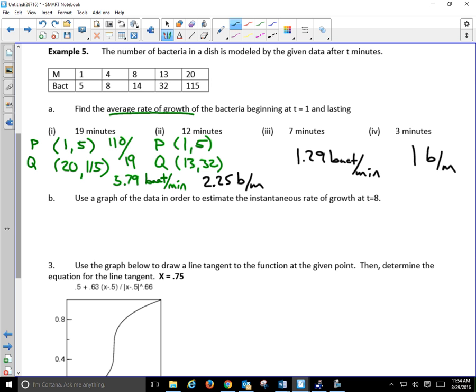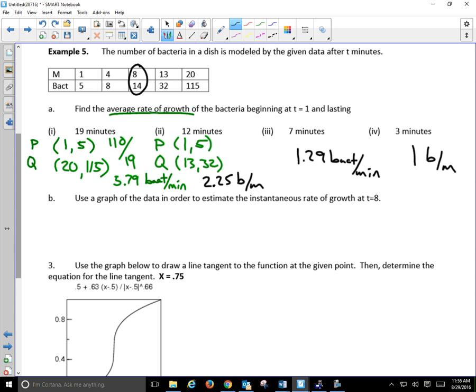Okay, now look at the next question. And this is the big point. This is what you're going to have to be able to do on your assignment today. It says, use a graph of the data in order to estimate the instantaneous rate of growth at time equals 8. Okay, now at time equals 8, we know that there's 14 bacteria. But is it growing at a rate of 5.79? Is it growing at a rate of 1? Is it growing at a rate of 2.25? What would you estimate the rate of growth to be?